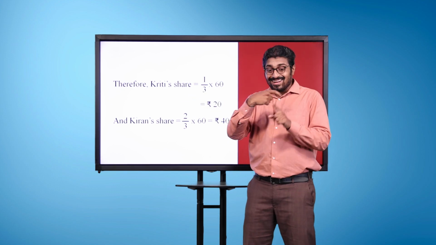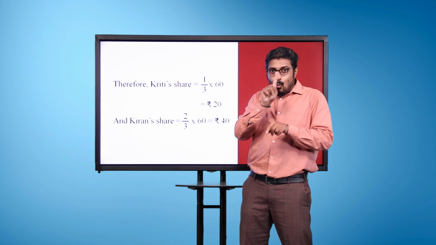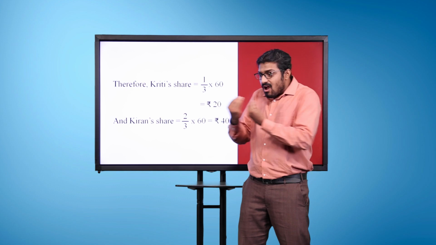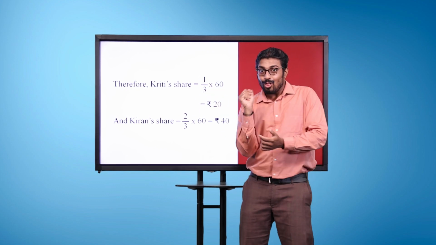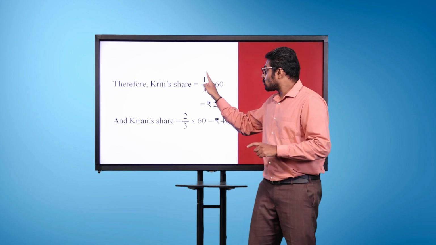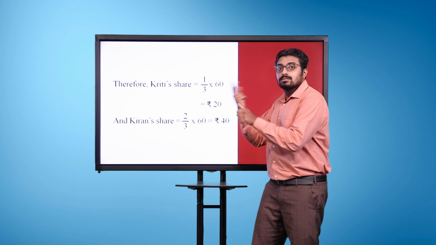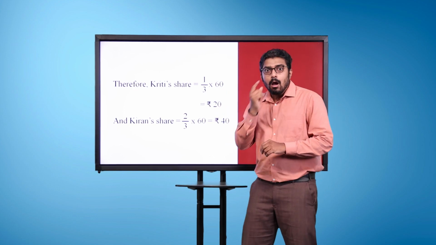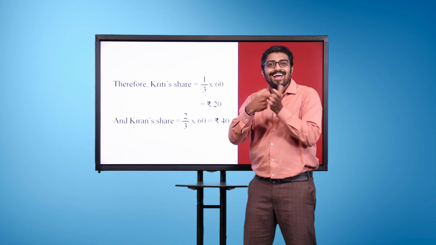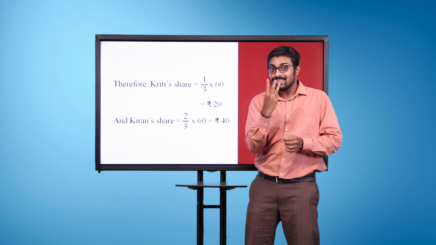Therefore, Kriti's share is equal to 1/3 into 60, equal to 20 rupees, and Kiran's share is equal to 2 upon 3 into 60 equal to 40 rupees.